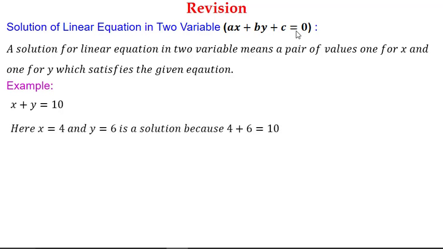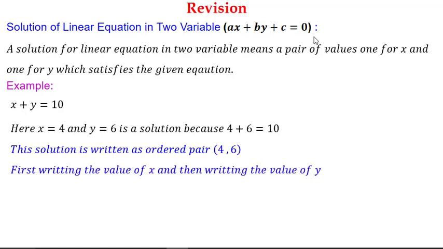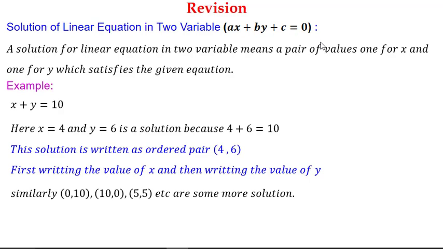Now here if I take x as 4 and y as 6, then 4 plus 6 is 10. So I will say the solution is (4, 6). So the solution is written as an ordered pair (4, 6), where the first value, which is 4, is for x and the second value is for the second variable y. So first writing the value of x and then writing the value of y. Similarly (0, 10), (10, 0), (5, 5). If you check all these values, they also satisfy this condition, that is x plus y equal to 10.